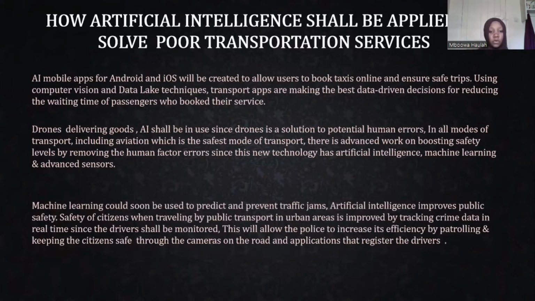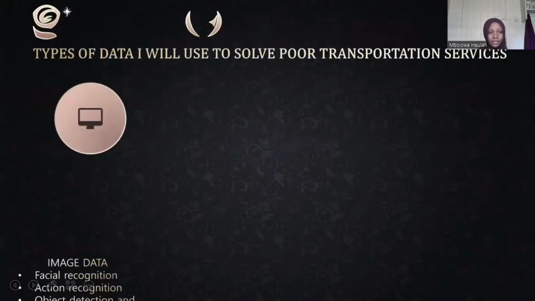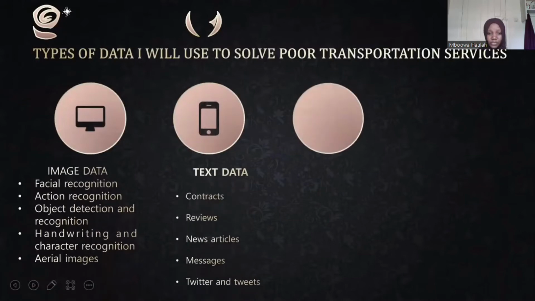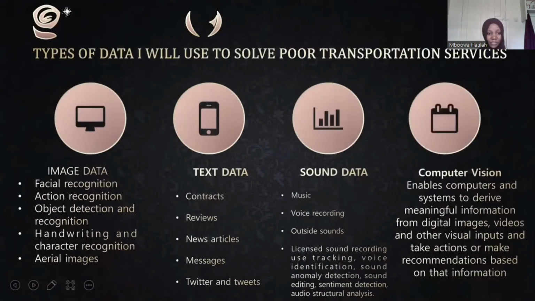So we have the types of data that will be used to solve that transportation problem. We have the image data, and facial recognition, which is going to know which customer, which driver. We have the text data, which is going to know the contracts, the messages texted within the car, anything. The sound, the voice recording, things I was talking about. We also have computer vision. This one enables us to collect the image data, text data, and sound data, and we get meaningful information. We take actions and make recommendations on the above information.